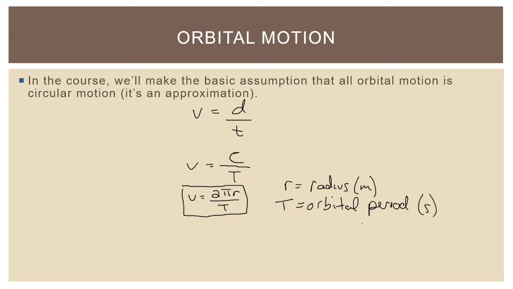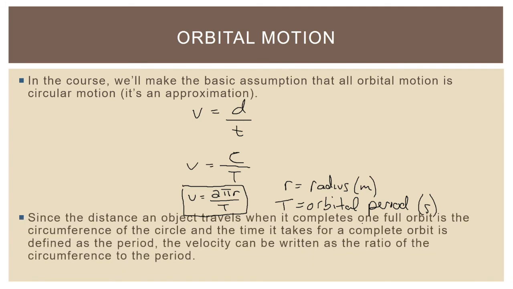And so what we can say about this here, of course, is just to summarize that since the distance an object travels when it completes one full orbit is the circumference of the circle, and the time it takes for a complete orbit is defined as the period, the velocity can be written as the ratio of the circumference to the period. Take a second to pause this video here and write that down. And when you hit play, we'll go ahead and derive Kepler's third law.